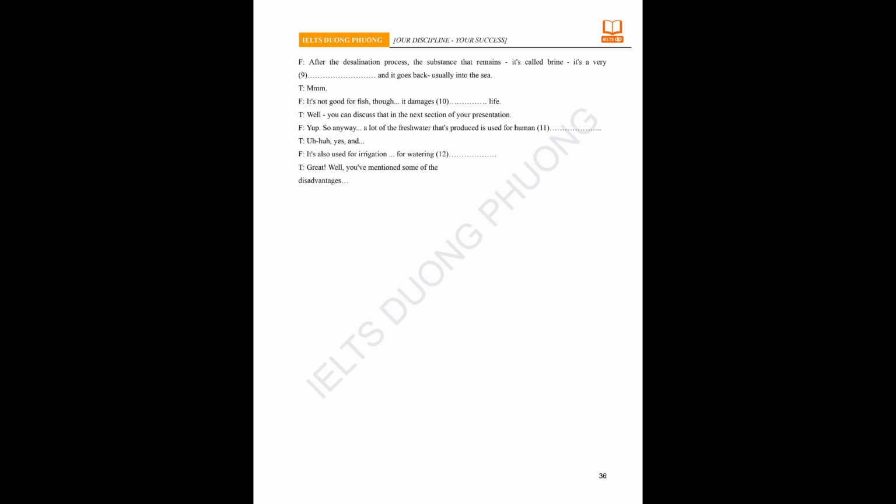Yeah. So, anyway, a lot of the fresh water that's produced is used for human consumption. Yes, and? It's also used for irrigation, for watering farmland. Great. Well, you've mentioned some of the disadvantages there.